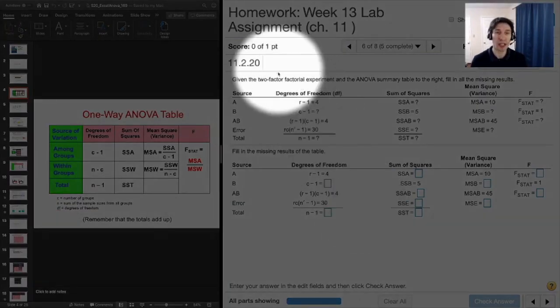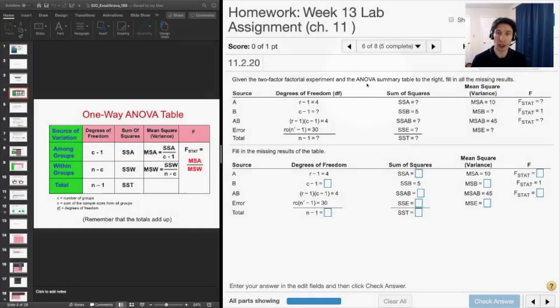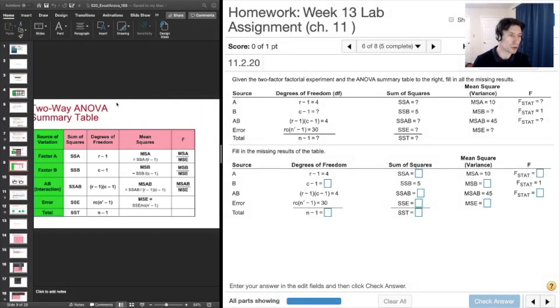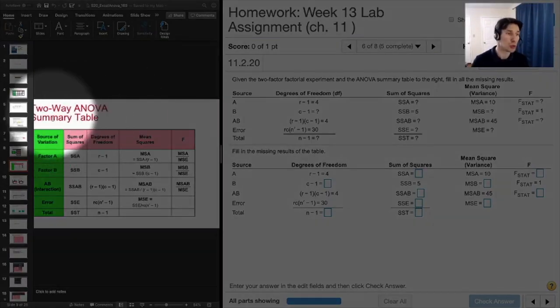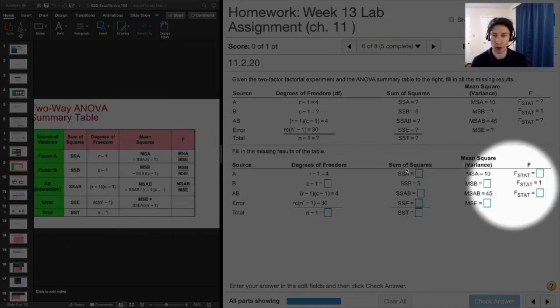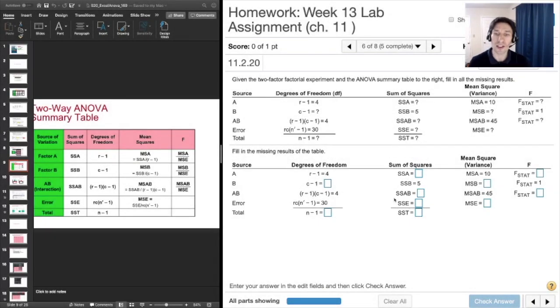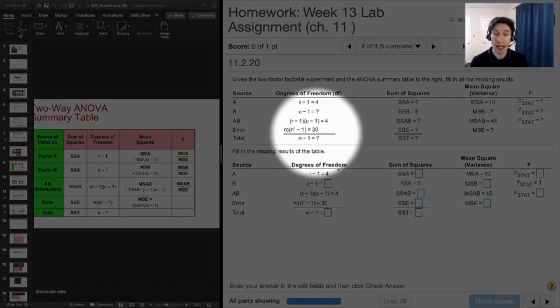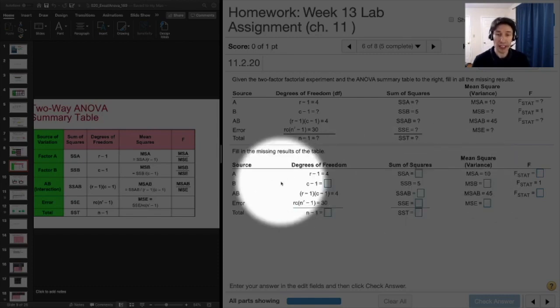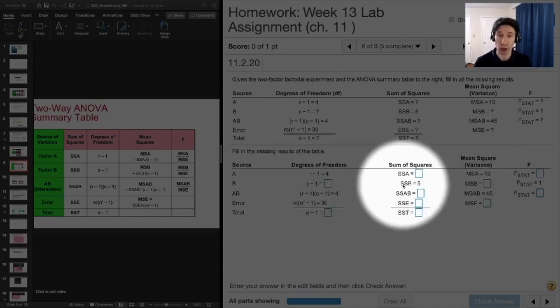Okay, question 6. Now we are doing two-factor ANOVA. So these are two-way tables. Let us scroll down to our two-way ANOVA summary table. You recognize that this is similar to this. And again, this is a fill-in-the-blank kind of question. So let us go ahead and fill in the blanks. Here we actually have no text information. Everything you need to do are just relationships between these different numbers.